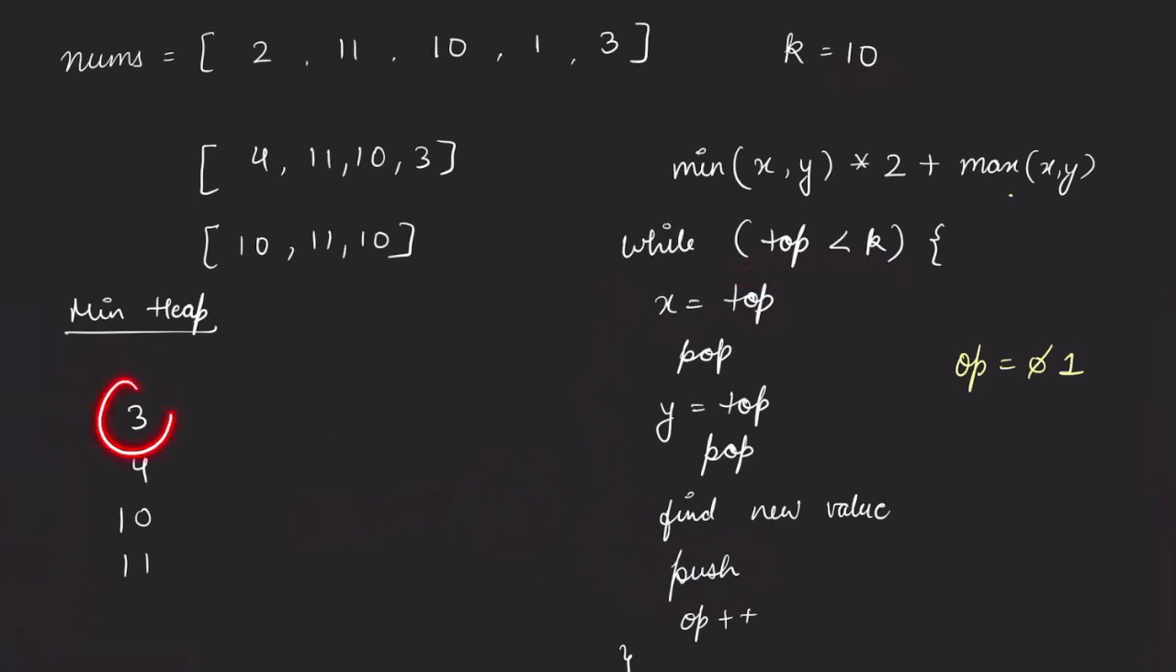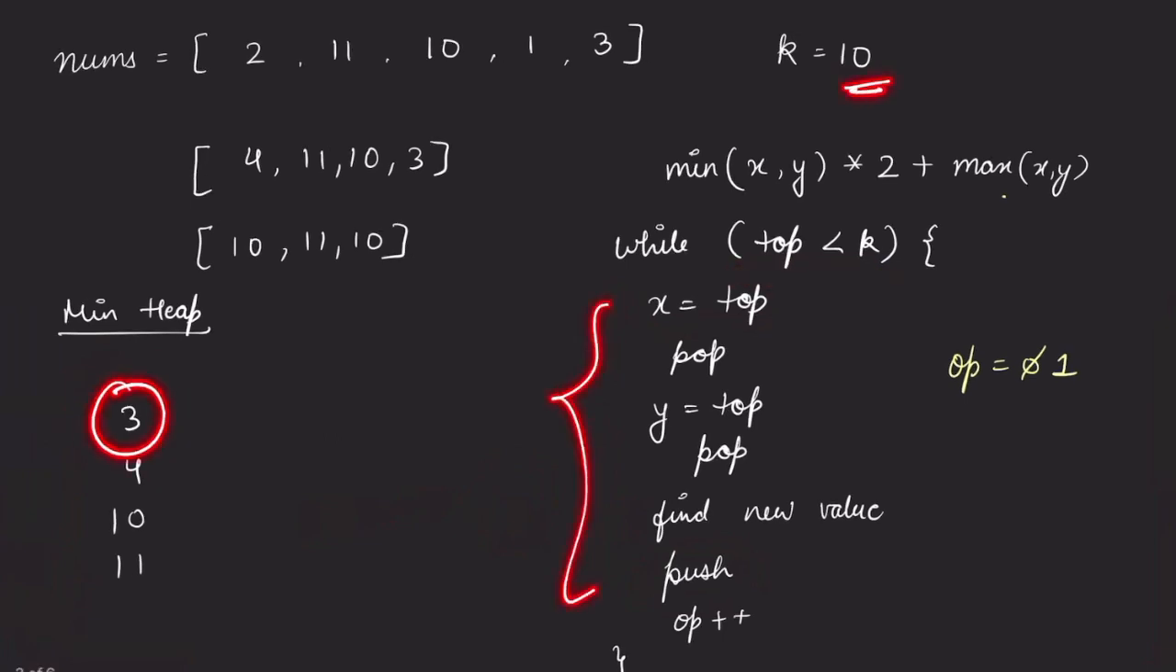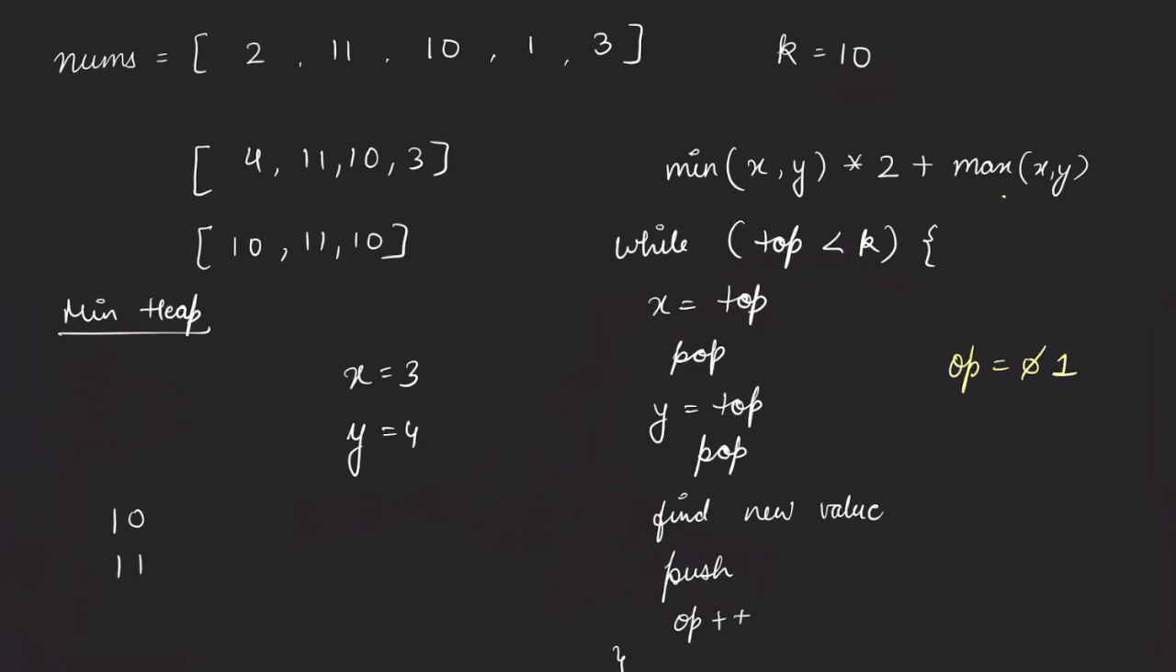What is the top element? 3. 3 is less than k, so we will come inside. So now x will be 3 and 3 will be popped from here. Y will be 4. 4 will be popped from here. Now we will find the new value, which will be 10. So 10 will be pushed over here, and our number of operations will be increased by 1.